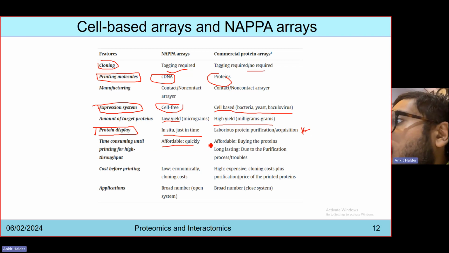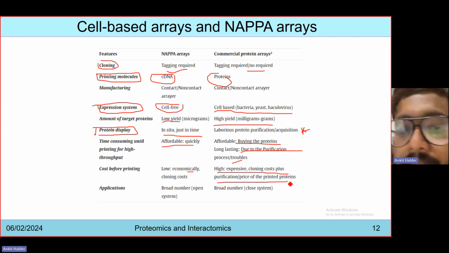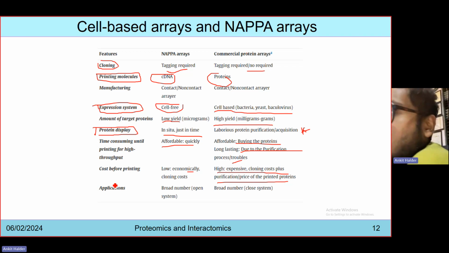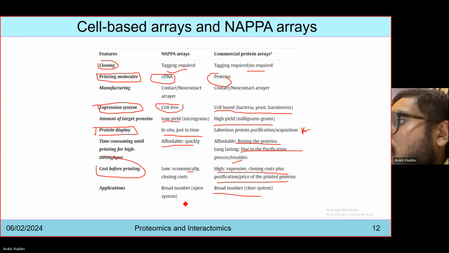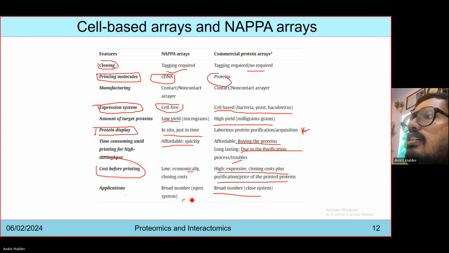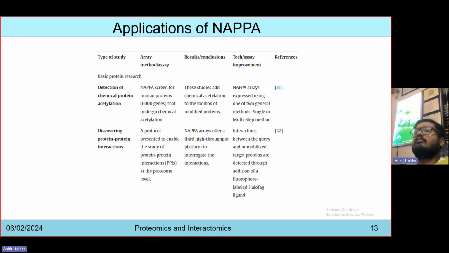Then affordable buying of the proteins, long lasting, low economical cloning cost, high expense plus purification plus price of the printed proteins. So you can see the cost.